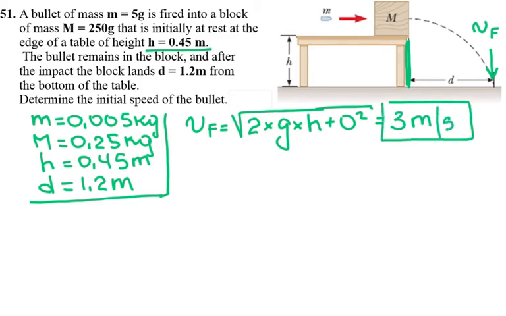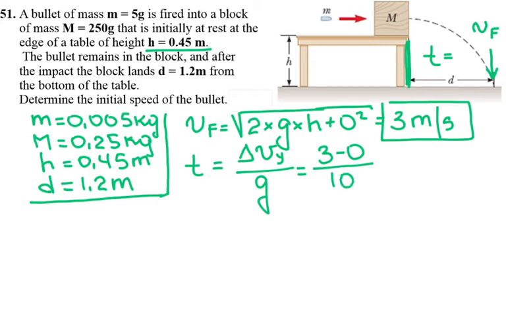If my final velocity is 3 meters per second, I can figure out the time it took to hit the ground. The time is equal to the change of the vertical velocity over the acceleration. The final velocity is 3, the initial vertical velocity is 0, and the acceleration is 10. That gives me 0.3 seconds. So the block and the bullet will hit the ground in 0.3 seconds.